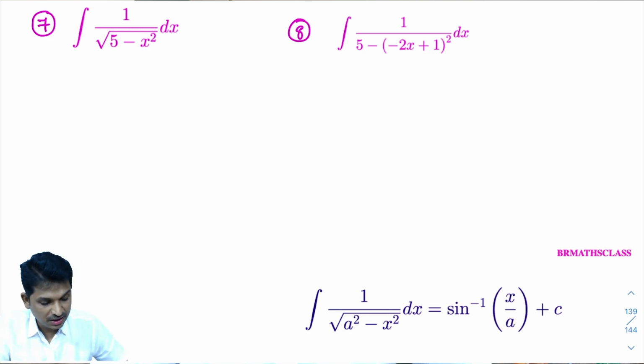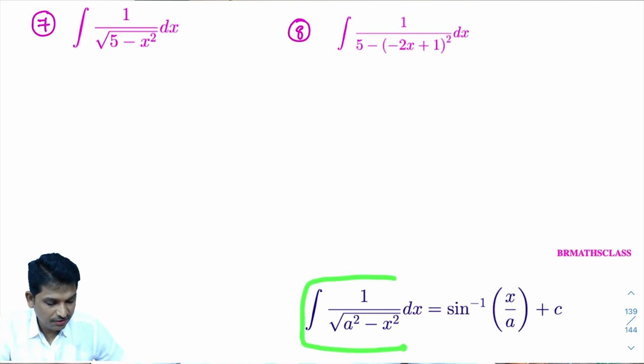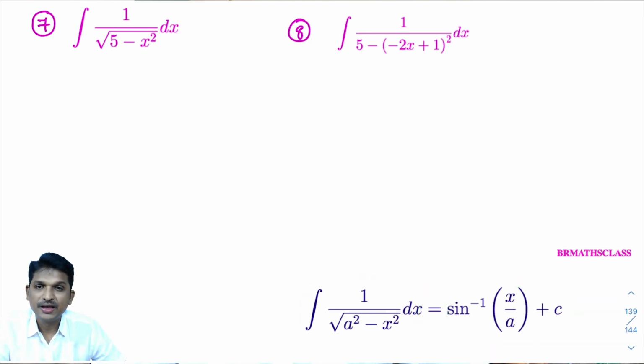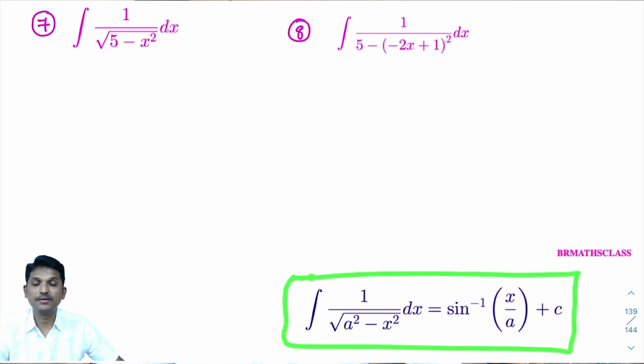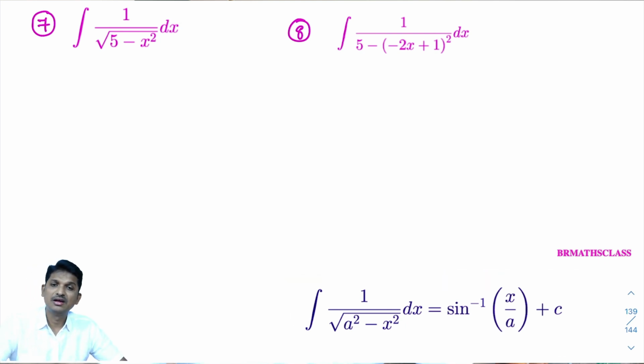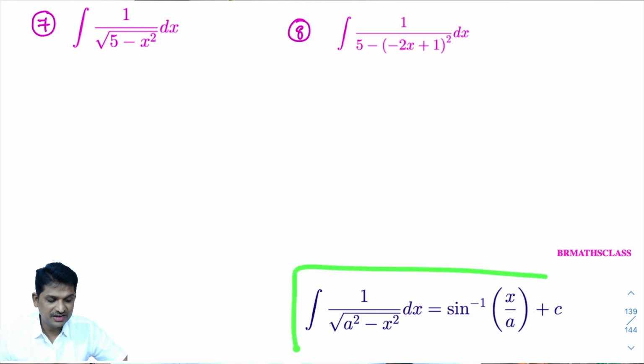You observe this formula: integral of 1 divided by root over a square minus x square dx is sine inverse of x by a plus c. This is the formula we derived. From now onwards, we are going to use this formula. You need to memorize it. It's a very simple formula. In total, 6 results are there, and this is the easiest of those.